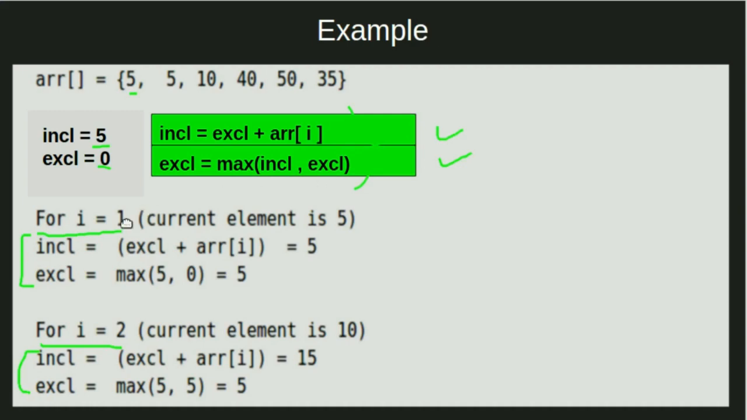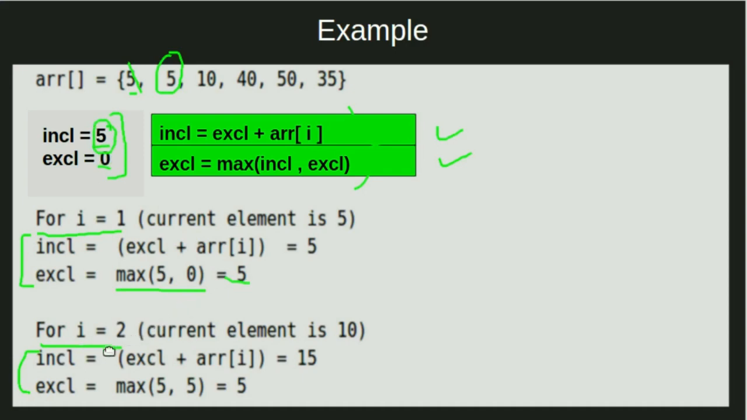Let's see how it works. Note that we'll start our loop with i equal to 1, that is the first element and not the 0th element. In the first case, we will take exclude and add the current value, that is 5, to it. Therefore, include will be 0 plus 5, that is 5. For exclude, we will take the maximum of include and exclude. Note that we'll always see the previous value. Therefore, we will take the maximum of 5 and 0, that is 5.